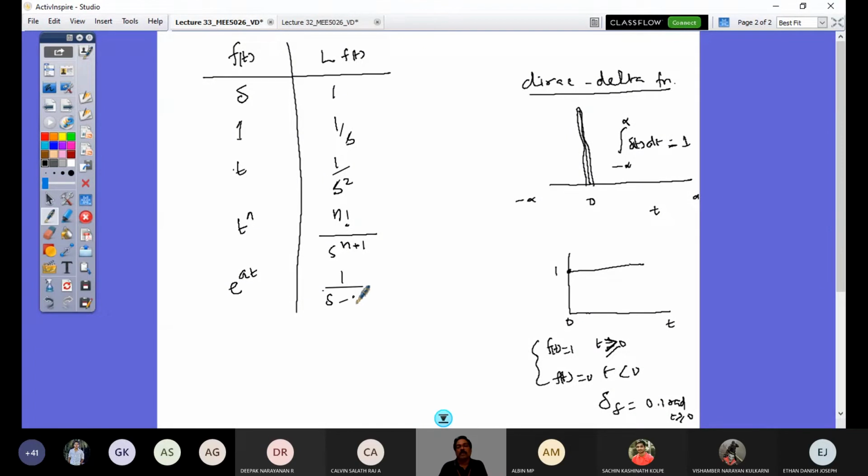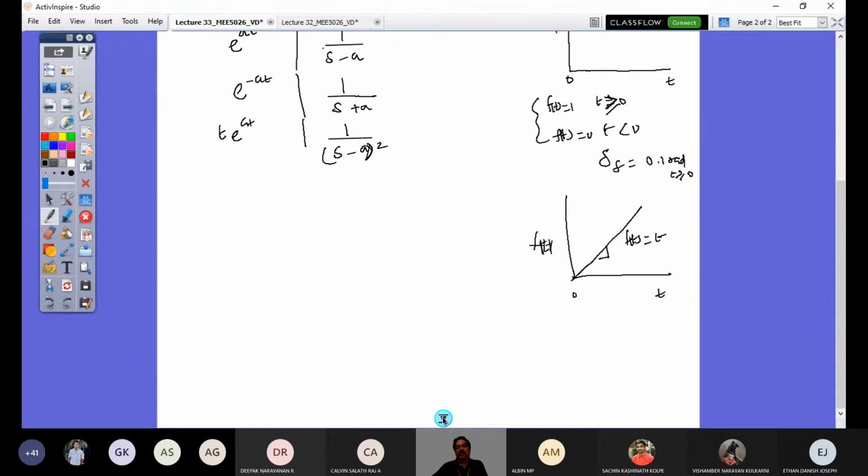So some time back, yeah, s minus a. And then I can also have a function which is an exponentially decaying function. So then I would have my Laplace transform as s plus a. Right? And then I can also have a function, a product of time into e raised to at. So if I have this function, I would have correspondingly my Laplace transform as 1 by (s minus a) square. I can also have trigonometric functions.